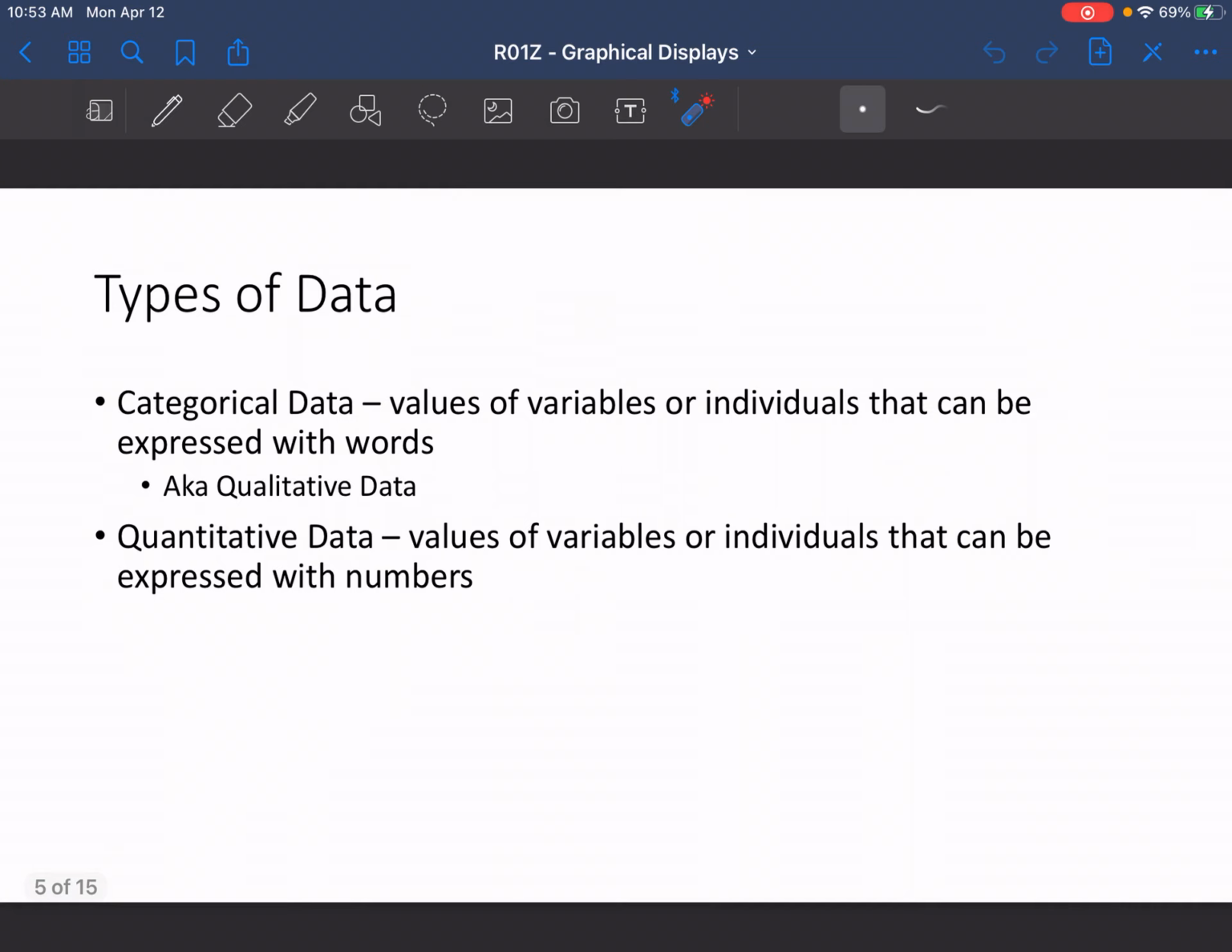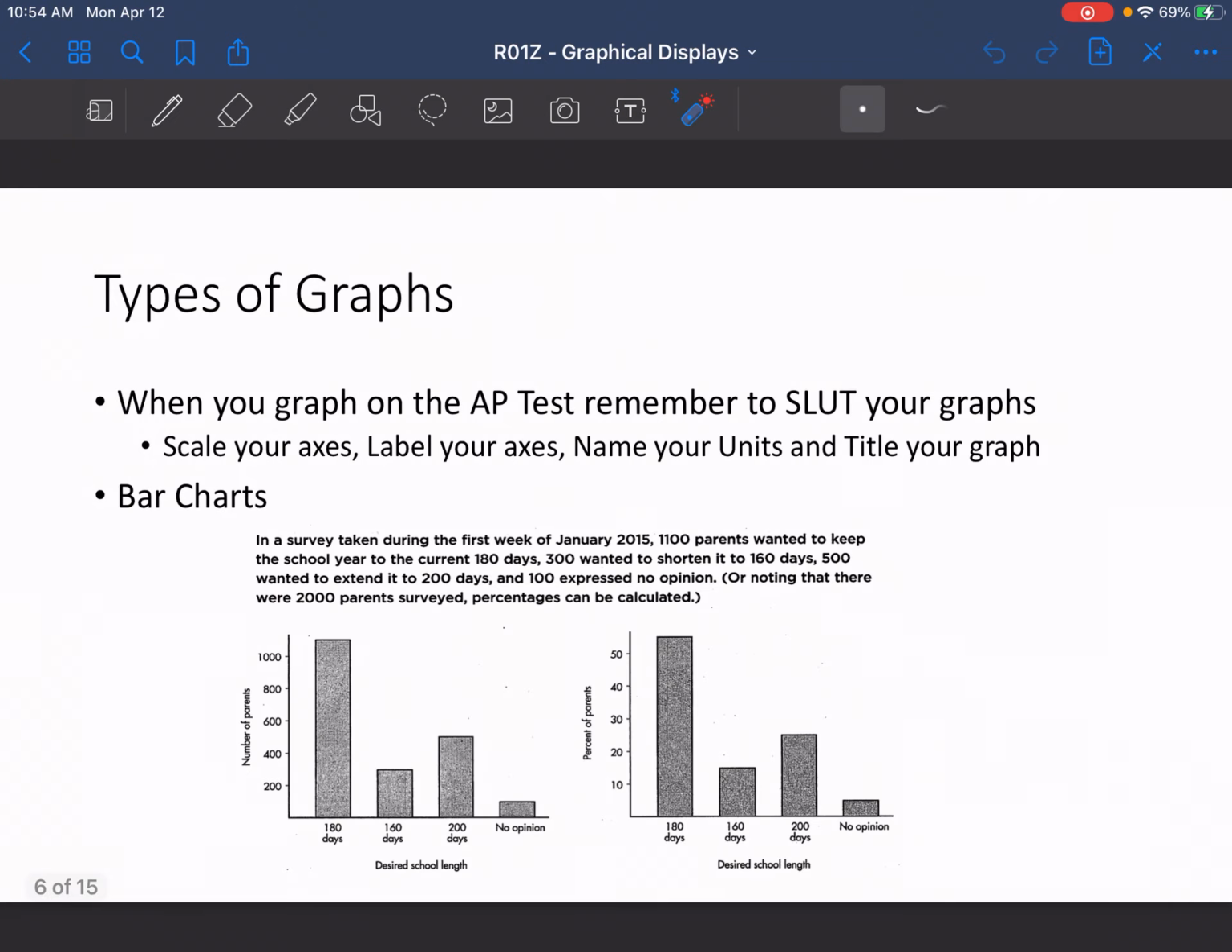So back at the very beginning, we were told that there are two types of data. Basically, there's categorical data and quantitative data. Categorical data is values of variables or individuals that can be expressed with words. It's also known as qualitative data, and it's just any kind of data that can be expressed or described using words. We also have quantitative data, which is any kind of data that is described using numbers or can be expressed with numbers. So that's the difference between those two. Hopefully you remember that.